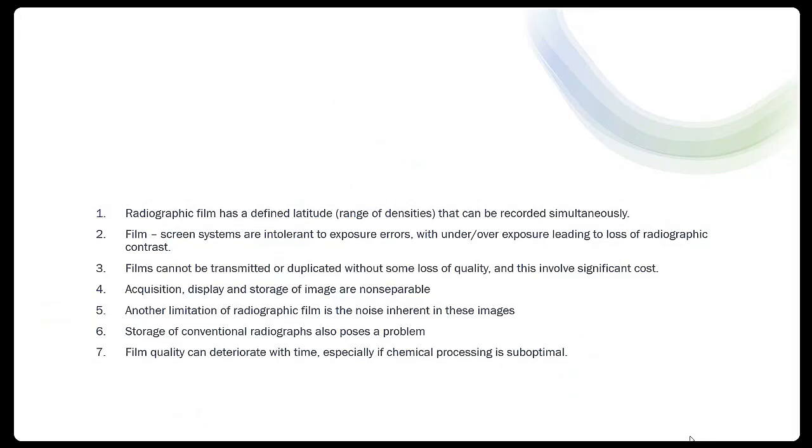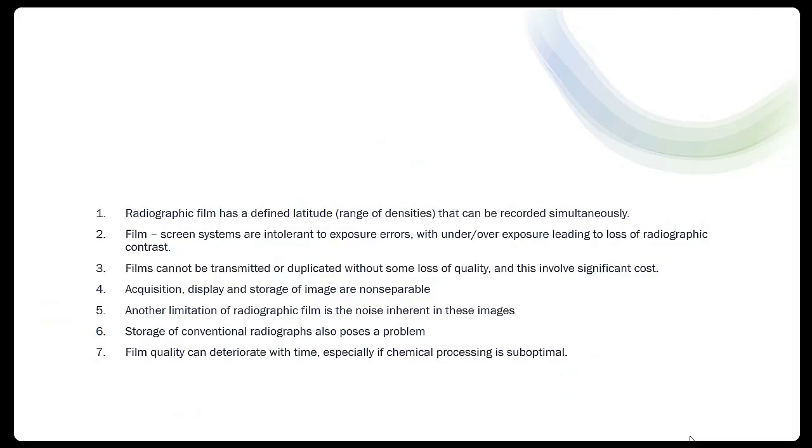That is, we have a long step of processing. You might be remembering the processes like development, rinsing, fixing, and washing. This is how we process the film, and after the processing, we can manifest the image, and the film is ready for the radiologist to interpret. So, this is how conventional radiography was working. But we have multiple limitations to conventional radiography. Let's see what the limitations are.